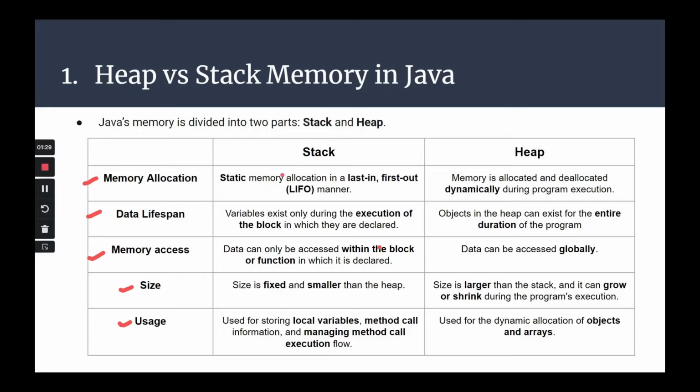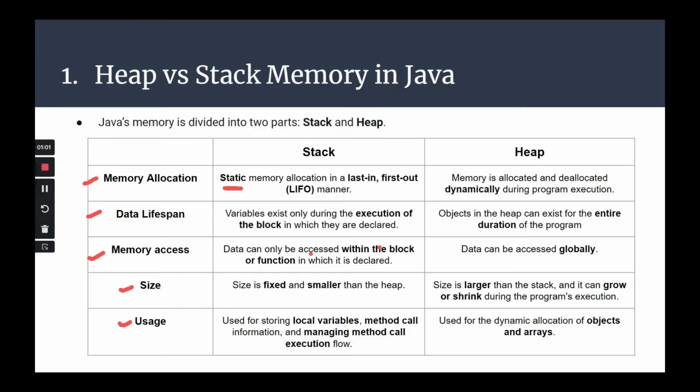So mainly we know that in case of stack, it is a LIFO data structure where the memory allocation is static, whereas in heap, the memory allocation is dynamic. Then the data lifespan, so like the function calls or the local variables, all of that gets onto a stack, whereas the objects that we create, so new Employee object, and any object of any class that you create, those objects are created in the heap and they exist for the entire duration of the program.